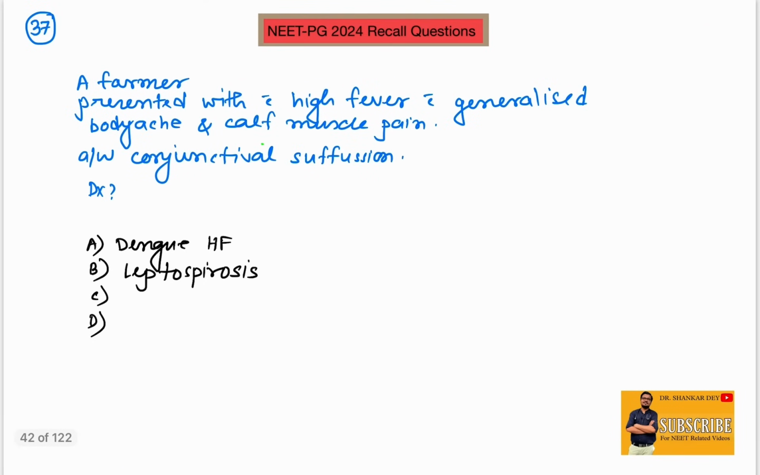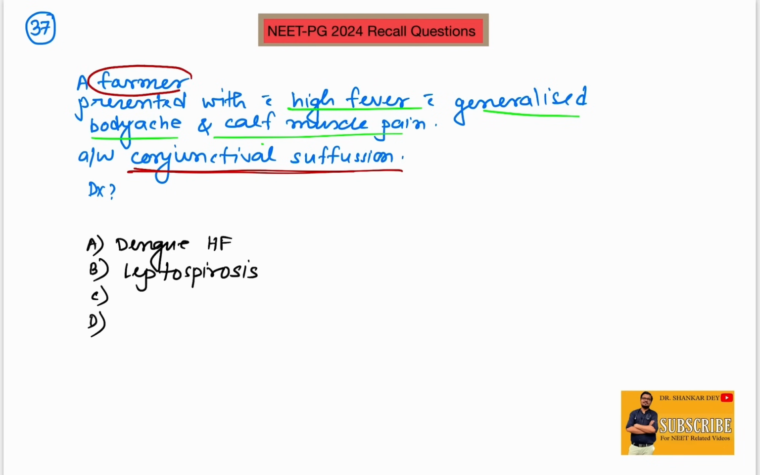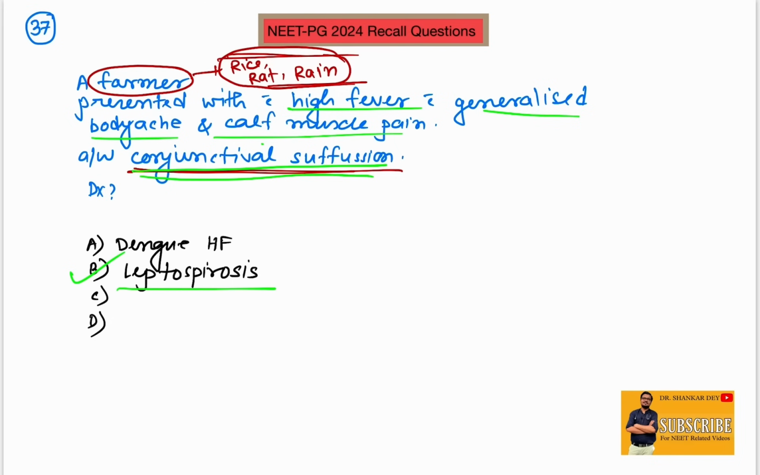Question number 37. A farmer presented with high fever, generalized body ache, and calf muscle pain. There was conjunctival suffusion. As all of you have heard, rice field, rat and rain are the three risk factors for leptospirosis, Weil's disease. Any patient or farmer presenting with fever and conjunctival suffusion, an important feature, might be a case of leptospirosis.